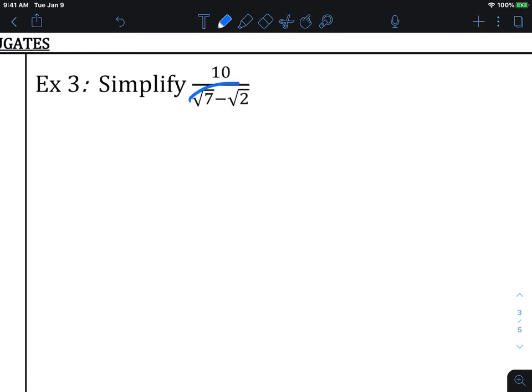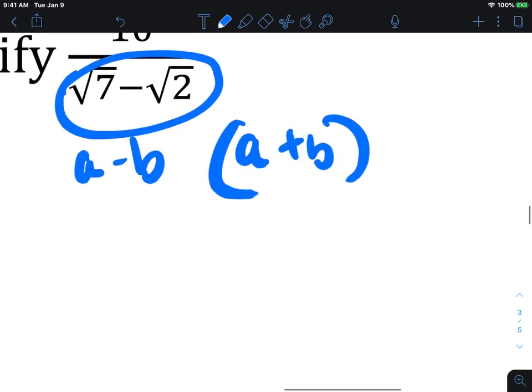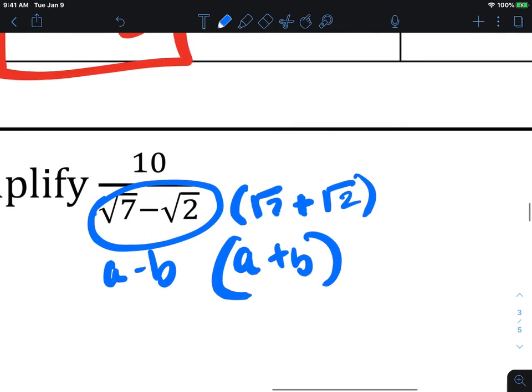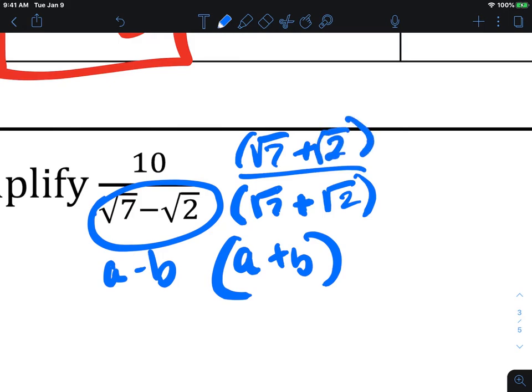So I have to say, okay, how many terms are there? Well, there's 2 terms now, not 1 term. So the problem with that is that's an a minus a b. So I need to figure out what's the a plus a b. So this is what I'm going to have to multiply the fraction by, the a plus a b. So this is going to be, in this case, radical 7 plus radical 2. And so I'll have to multiply the top and the bottom of the fraction by the same binomial.